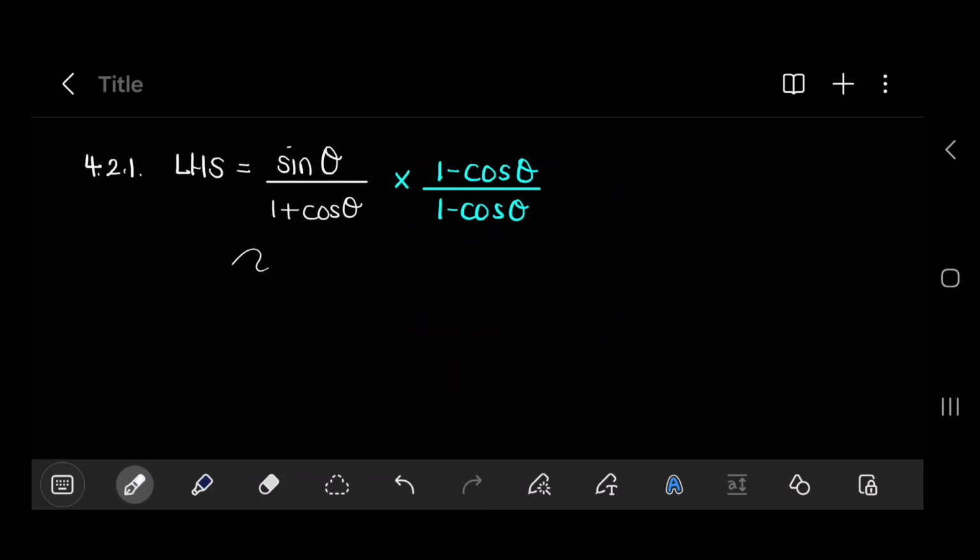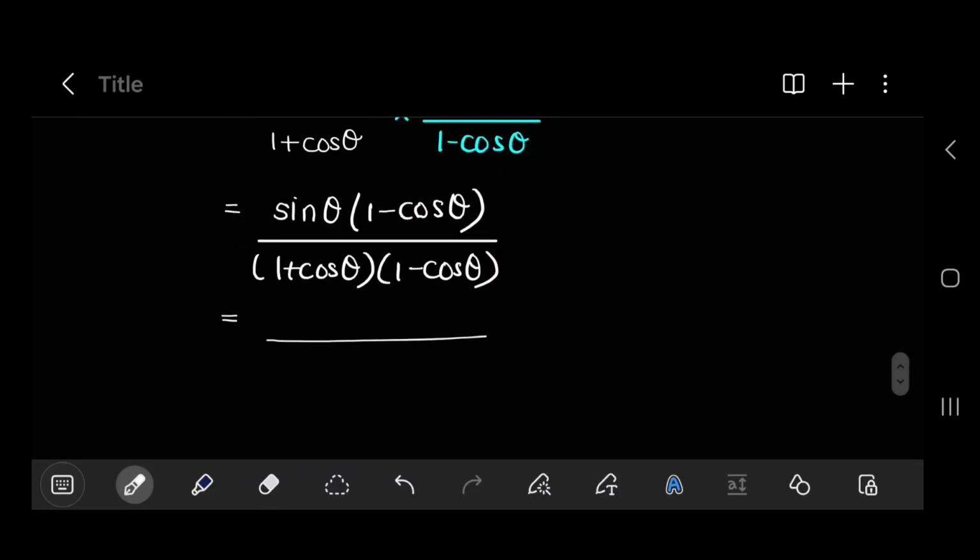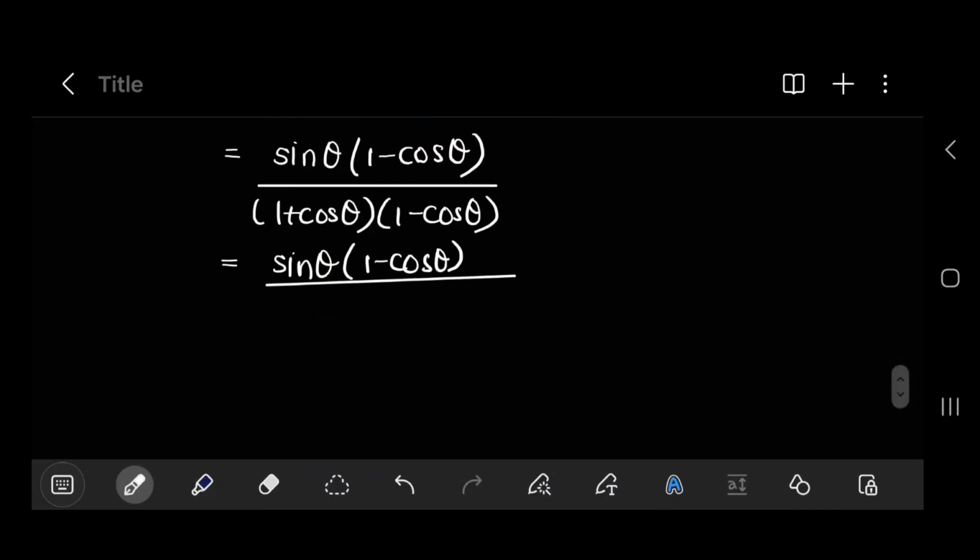When we are multiplying two fractions together, we multiply the numerators together and we multiply the denominators together. Now, I'm not going to do anything with the numerator. I'm going to leave it as is: sine theta into 1 minus cos theta. But I'm going to expand the denominator. So we're going to use the FOIL method. We've got binomial times binomial.